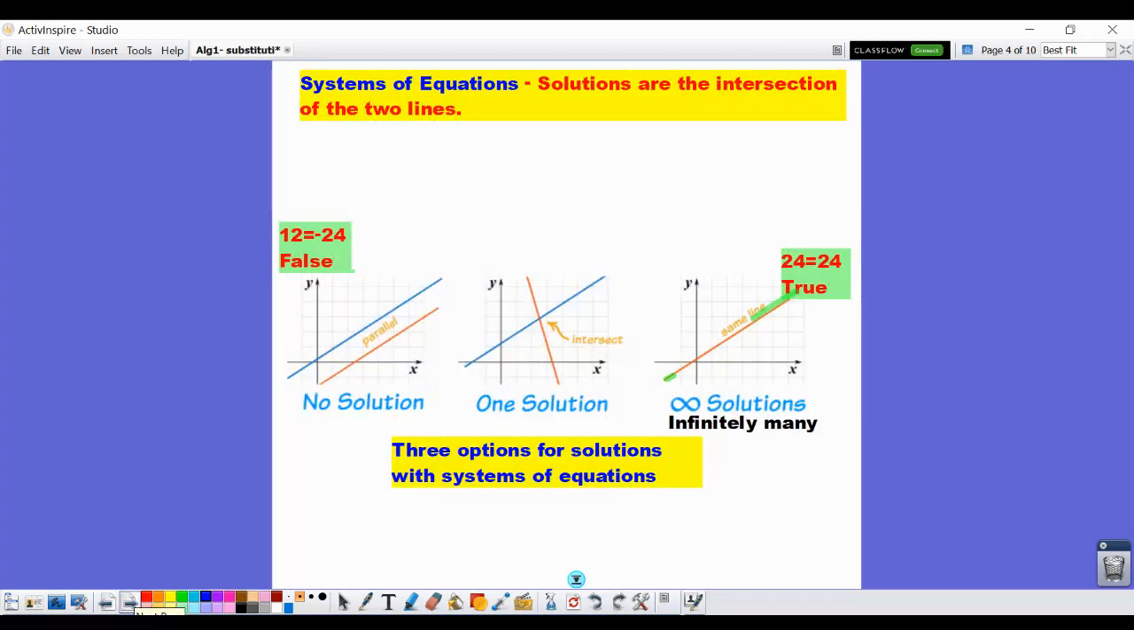So when we are looking at systems, there are 3 different types of solutions. Now, I know you remember back from last semester when we were talking about parallel lines, and we know parallel lines never intersect. So these lines are parallel. Okay? They have the same slopes. They never intersect.